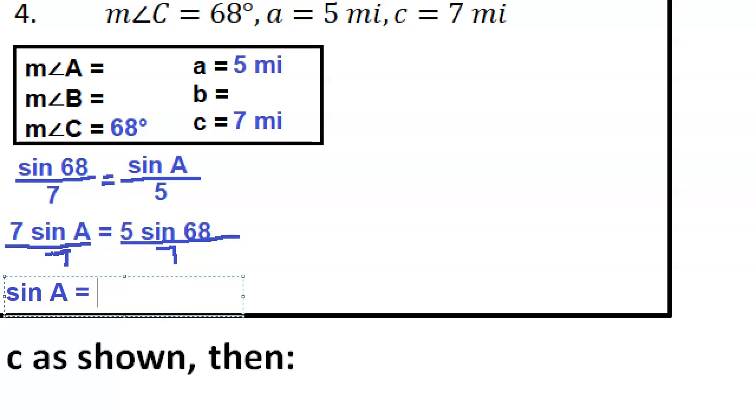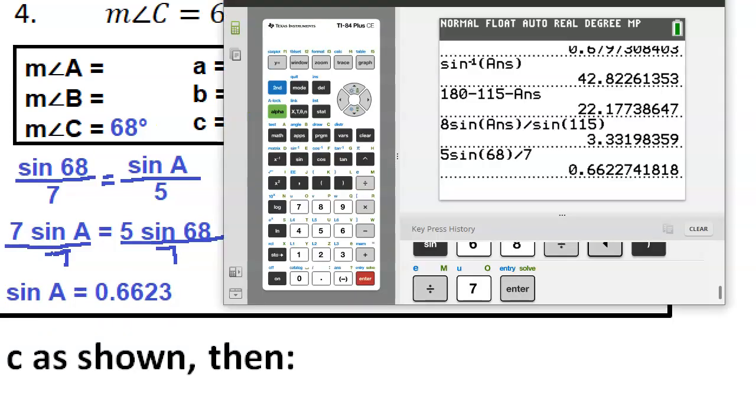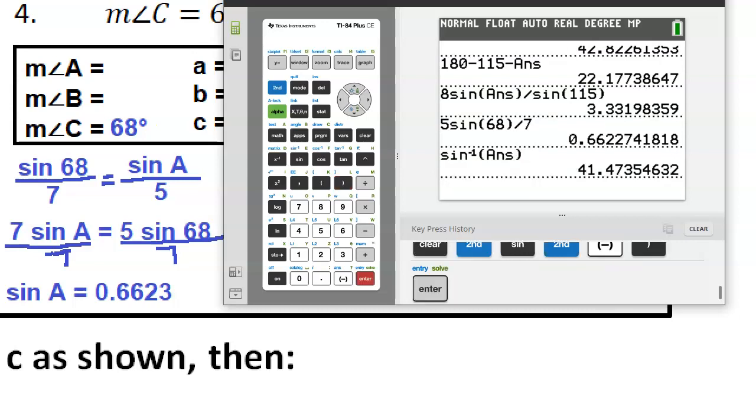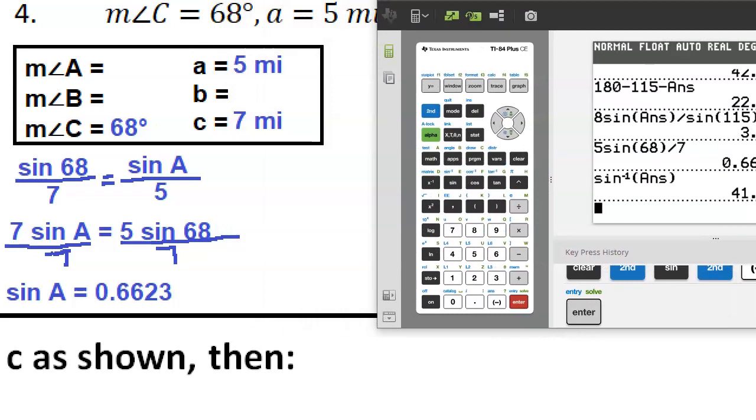0.6623. Don't worry if you don't copy it over right, because we're not actually going to use that version. We're going to leave it in the calculator. And then since we have to work backwards to figure out the missing angle, we aren't going to use the sine, we're going to use the inverse sine. And then we're going to hit the ANS button so that we don't actually have to retype in the number. We're going to get 41.47 degrees.